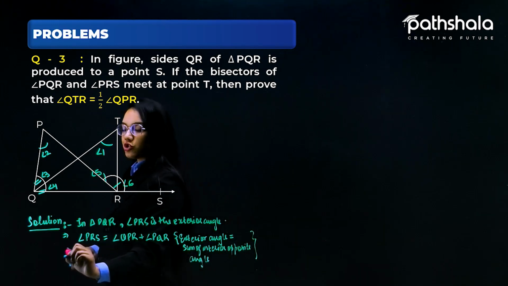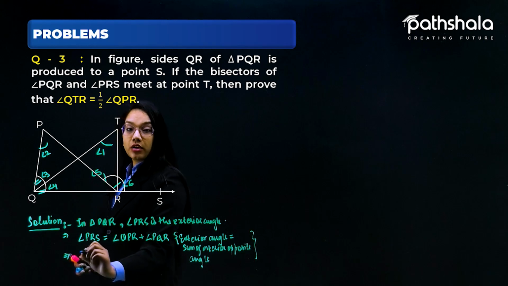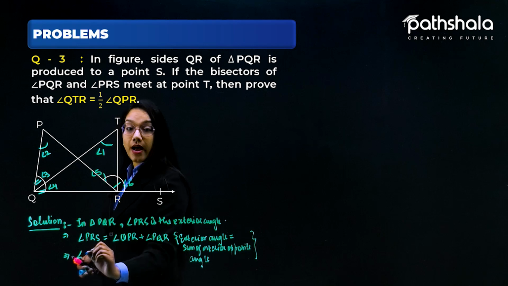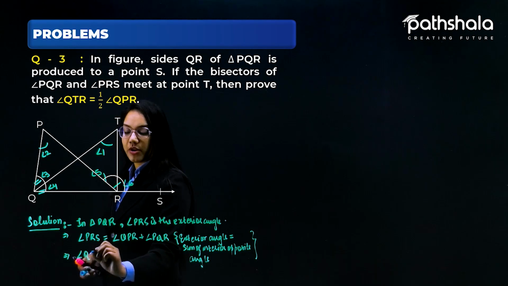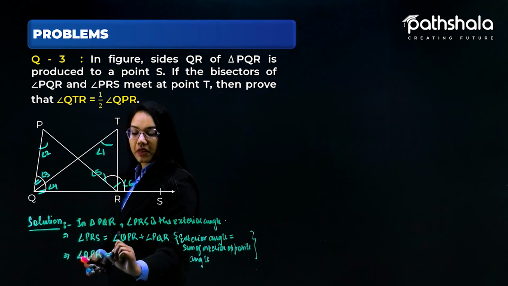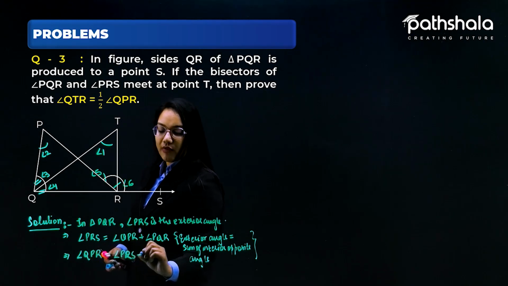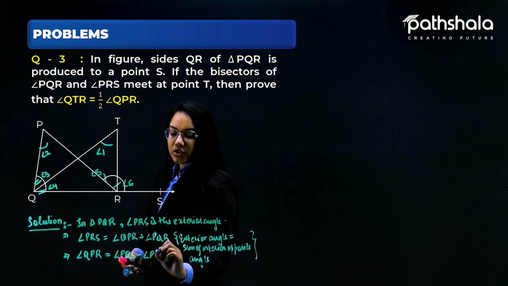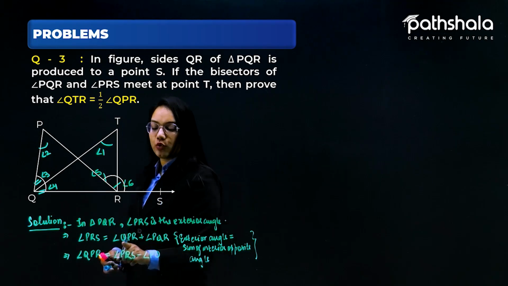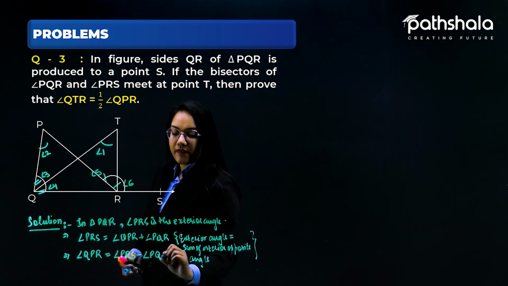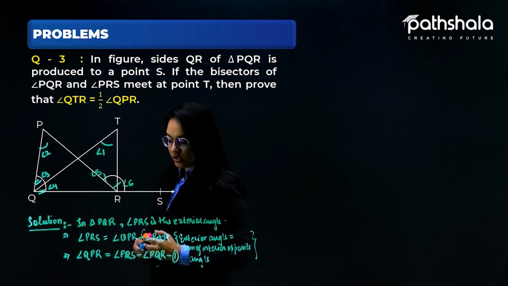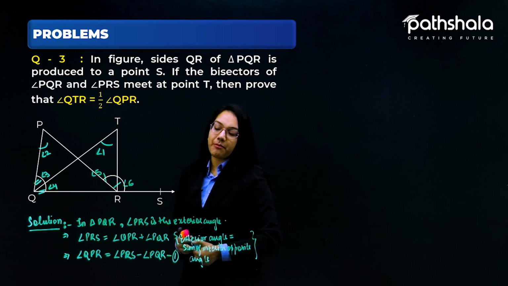Let us suppose I write QPR as equal to the angle PRS minus angle PQR. I am just taking out the value of QPR from here. Let us call this equation number 1.